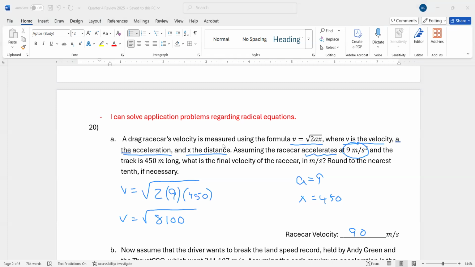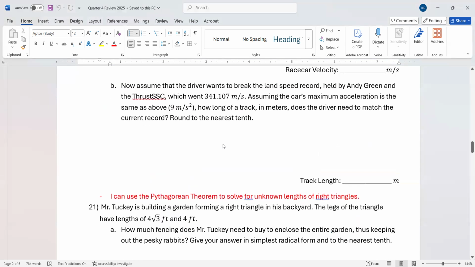All right, for the next one, go ahead and move down here. It's the same formula, so I'll just write it again: V equals the square root of 2AX. This time you're wanting to break the land speed record, which details there was this. So 341.107 meters per second is the velocity. So that's V.